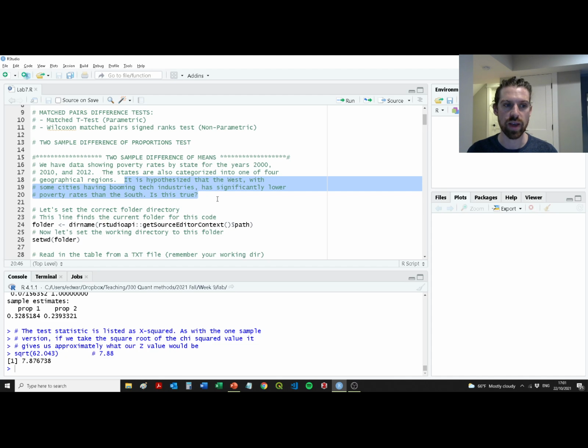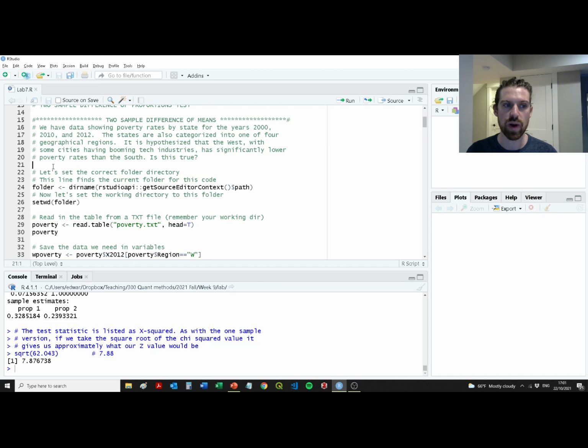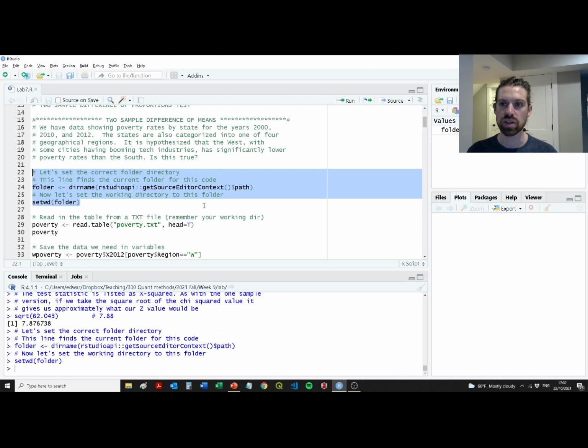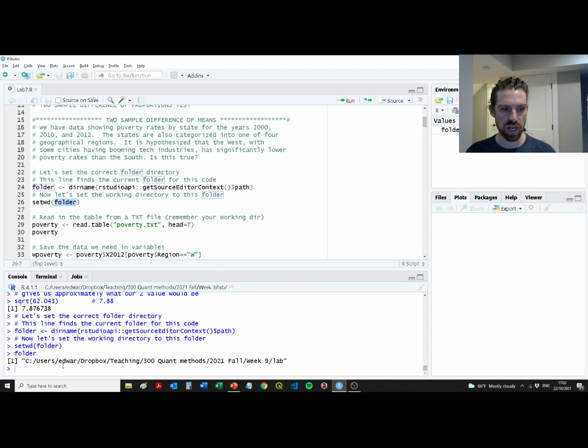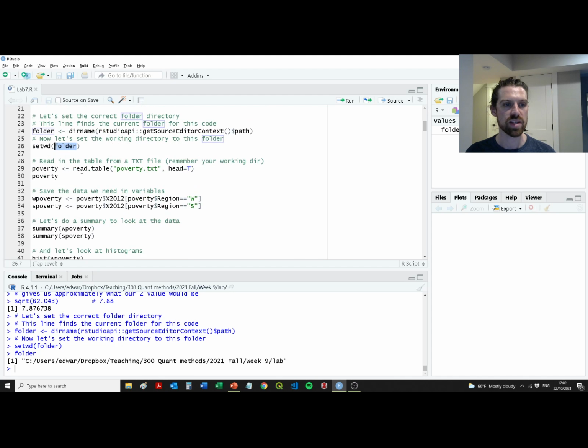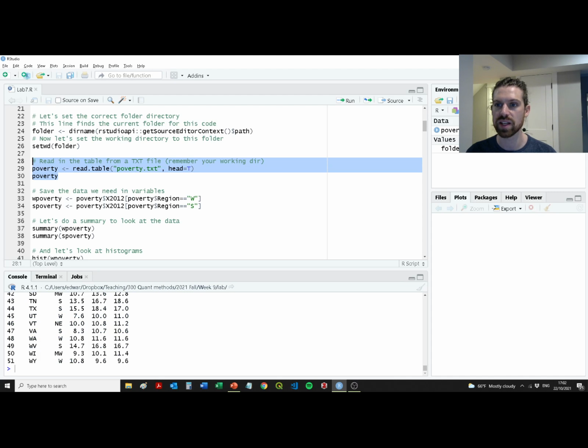That are present there. Okay, so let's get into the data anyway. So you've got this code which we've opened up before. Basically here I'm going into the RStudio application programming interface and obtaining the path for the current code that I've got, and then I'm setting that as the work directory. So setwd is set the work directory for the folder that we've obtained, which here on my computer is under this path. And then we can use read.table in order to load in this poverty database that we've got here.